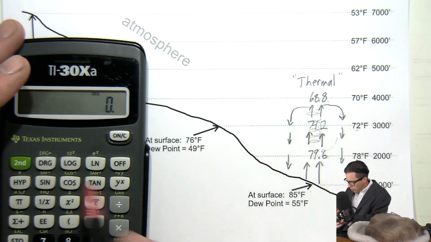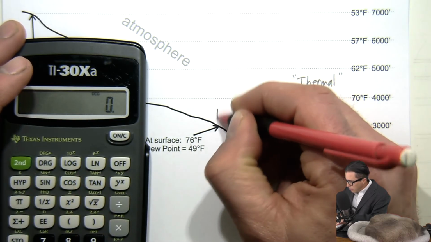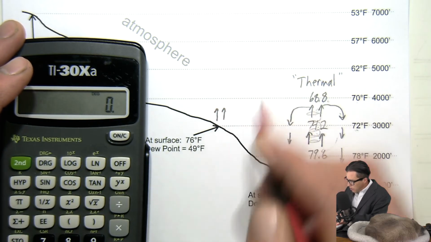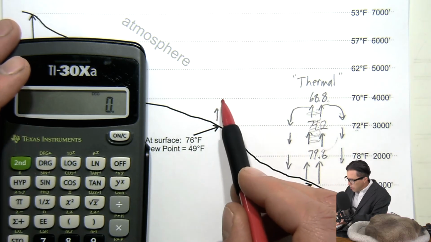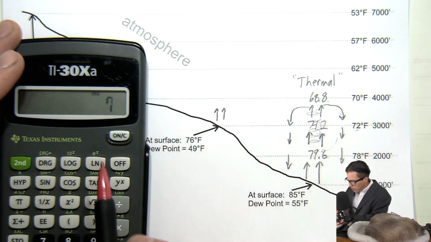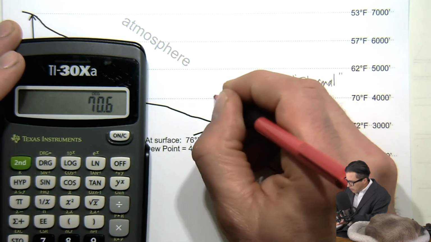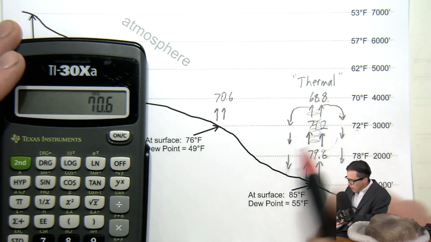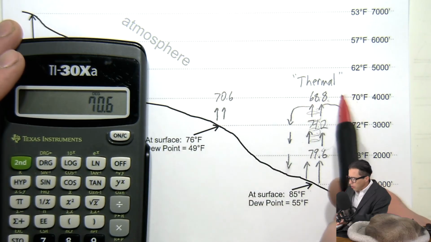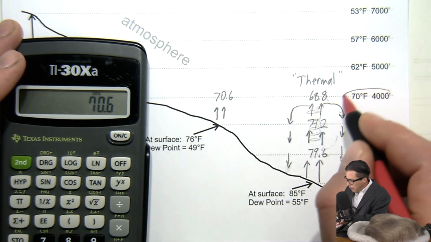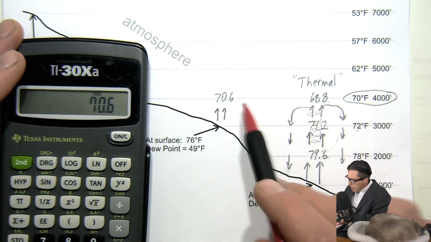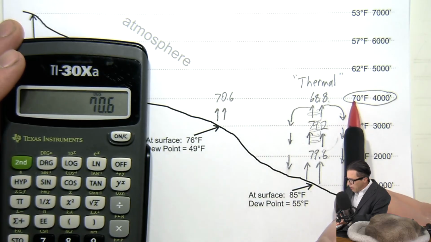76 is warmer than 72. So yes, it does. So I'm going to draw some arrows. And the question is now, okay, what's the temperature 1,000 feet above the ground? I take 76 and I subtract 5.4 and I get 70.6. Is that warmer than the air that's up there? So the number I'm checking with is this one. That's what the weather balloon has measured. Yes, it's warmer, just barely.